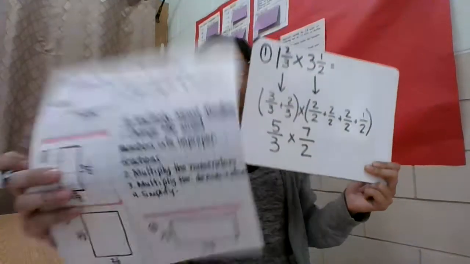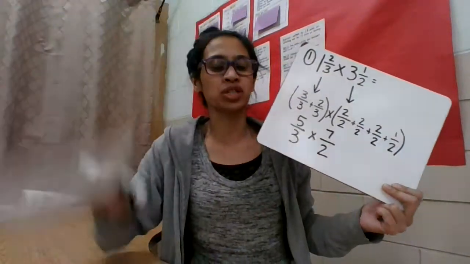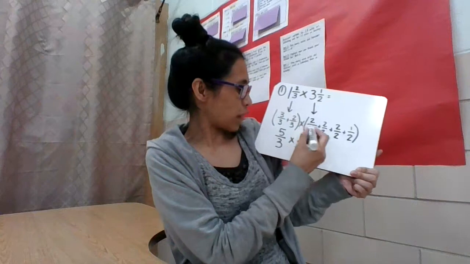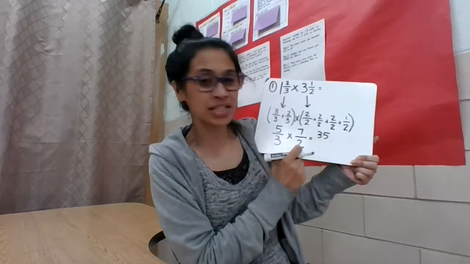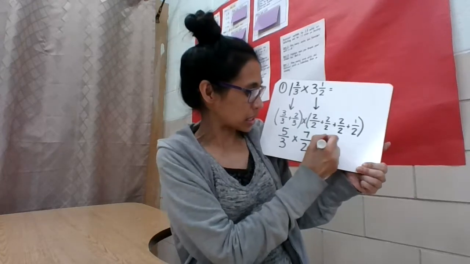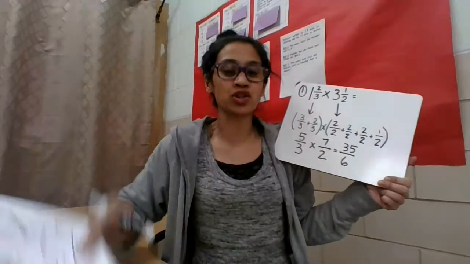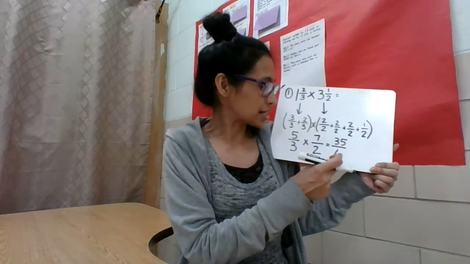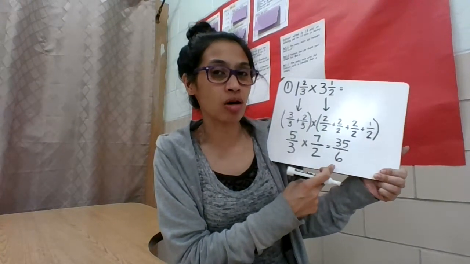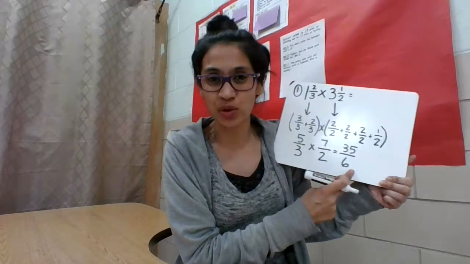Next step, multiply the numerators across, multiply the denominators across. So 5 times 7 is what? That's 35. And then 3 times 2 that's 6. So I have 35 over 6. And the last step is to simplify. So to simplify this fraction, well, what kind of fraction is that? It is an improper fraction. How do you know? Because that numerator 35 is bigger than the denominator, which is a 6.